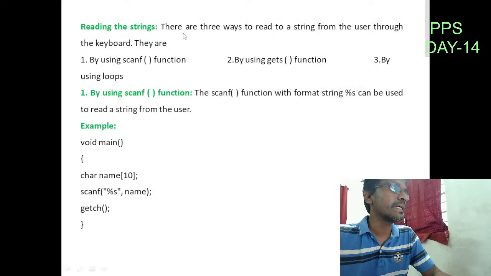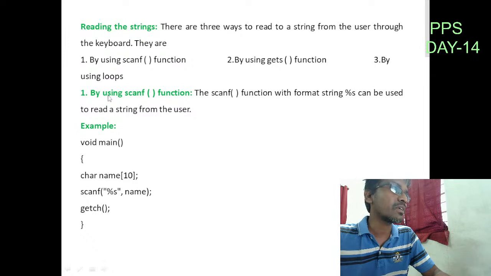So next one is reading. How to read these strings? There are three ways to read these strings: by using the scanf function, or by using the gets function, or by using loops, a for loop, while loop, or do while. With the help of the scanf function you can read the strings, or with the help of the gets function you can read the strings, or with the help of loop control statements you can read the characters.